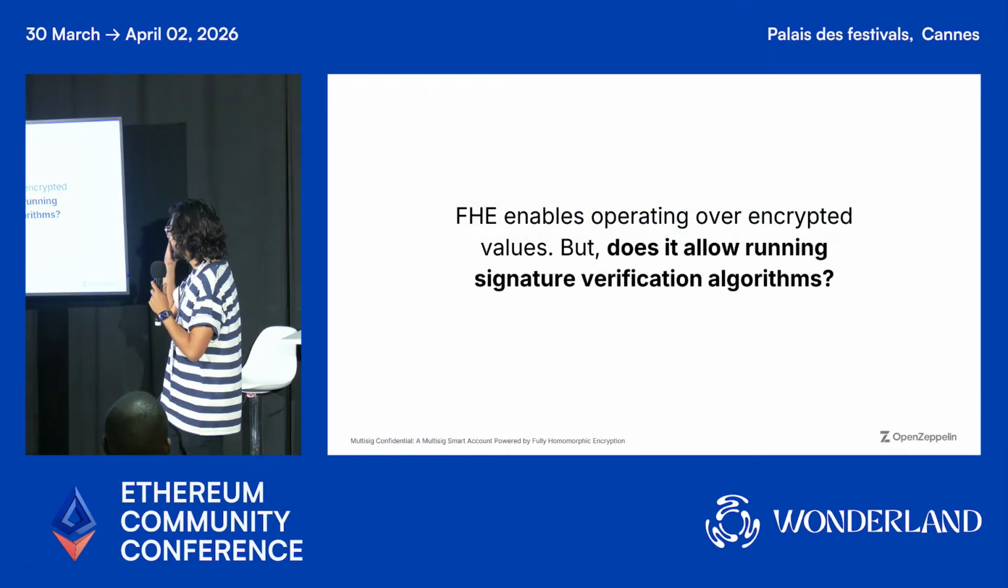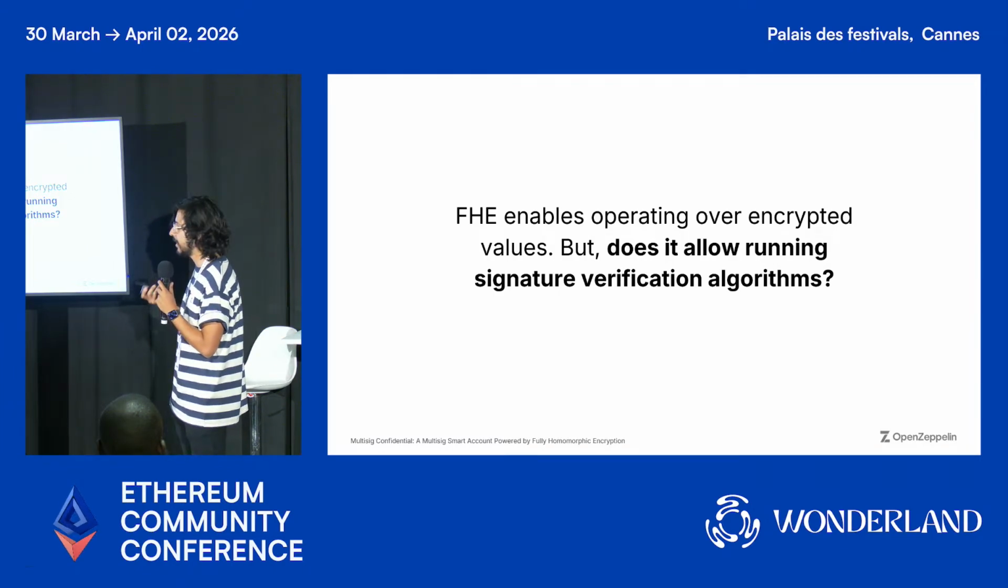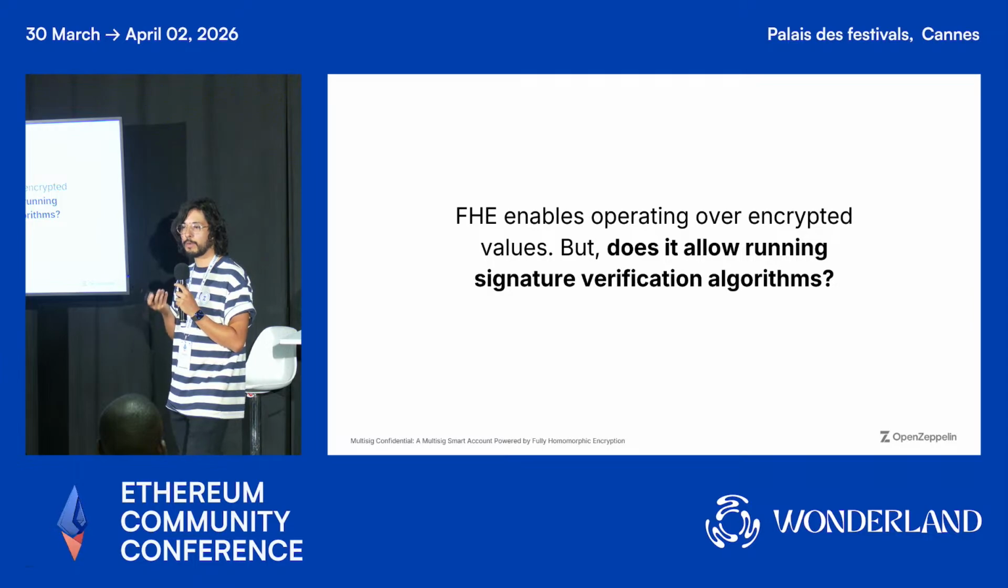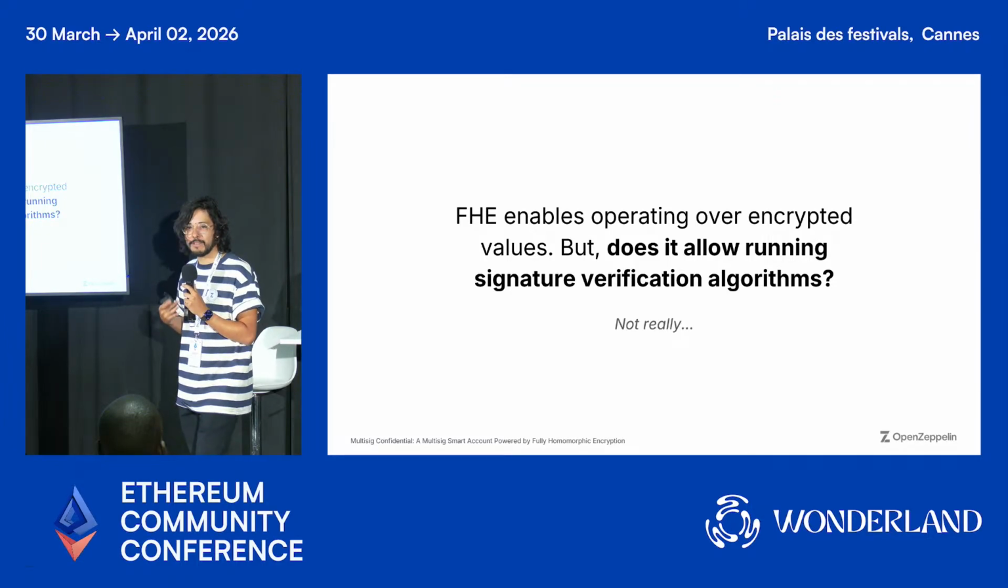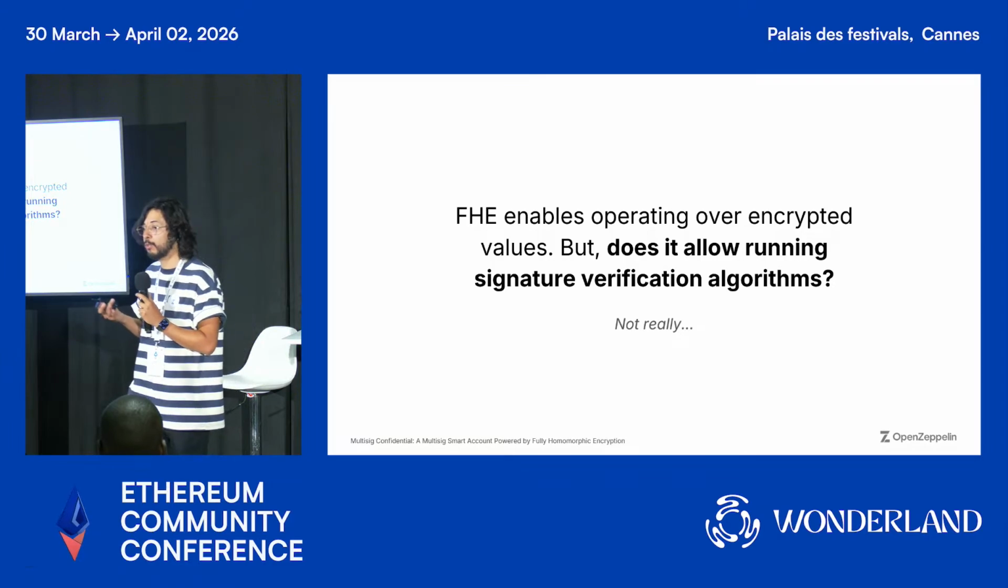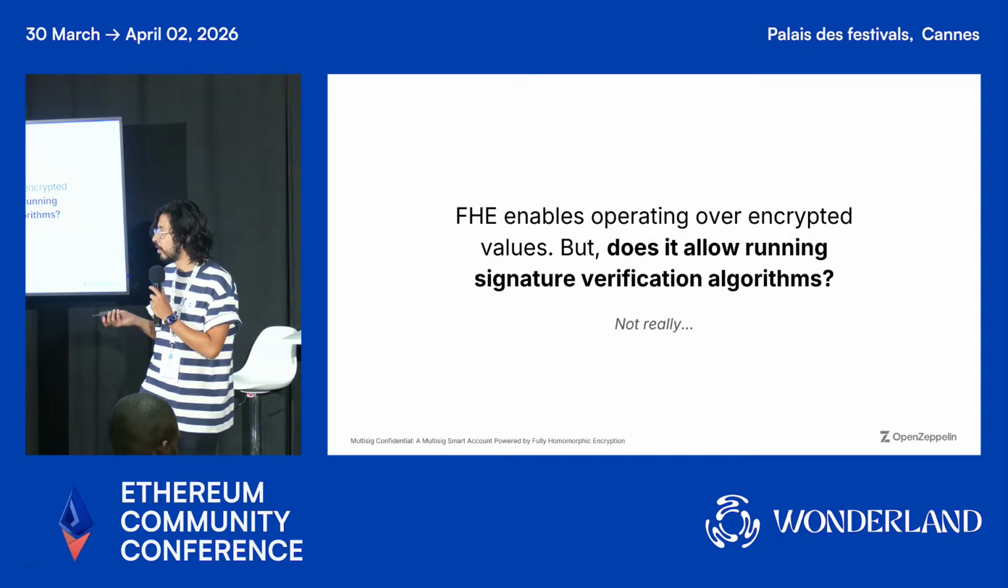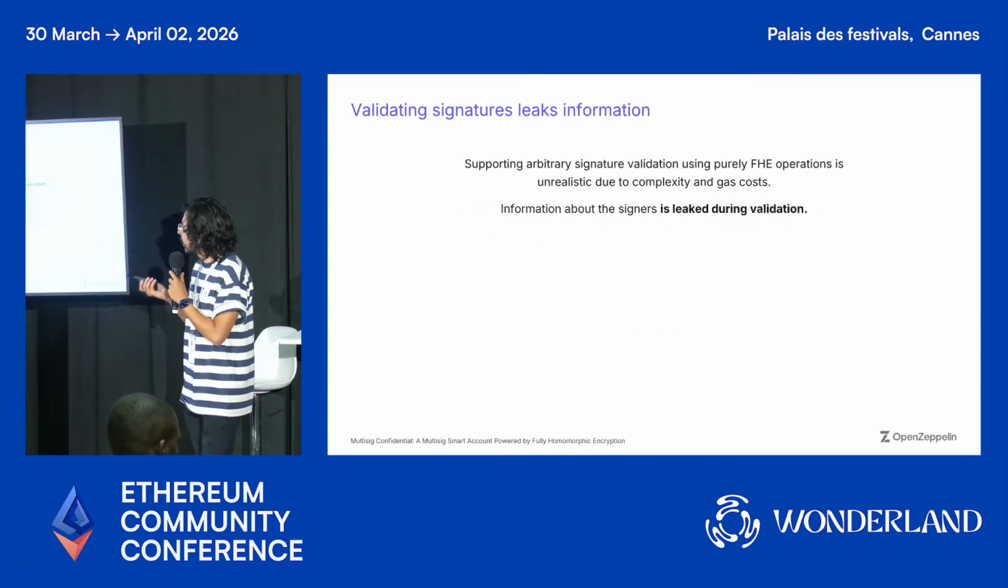Well, the thing is FHE does enable operating over encrypted values, but it doesn't really allow verifying a signature in a private way, right? Because verifying a signature is a set of mathematical steps that you would require to translate into FHE. So the problem is that that is not really feasible right now, right? Or it would be very expensive, so this is not the route that we took. So what are we doing instead?